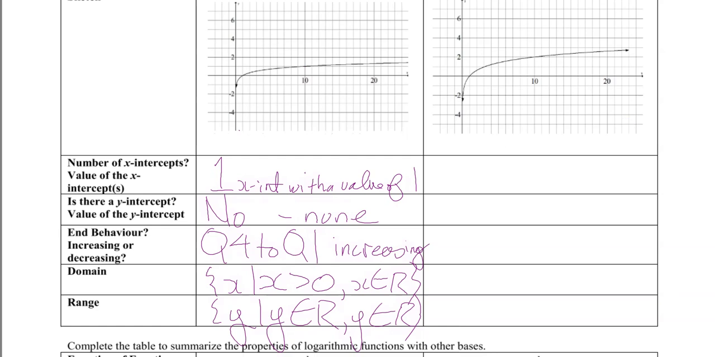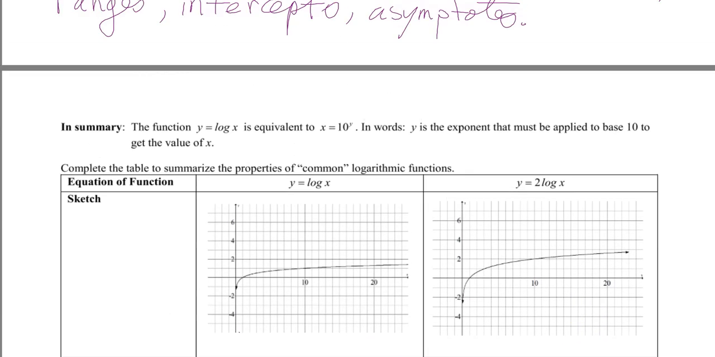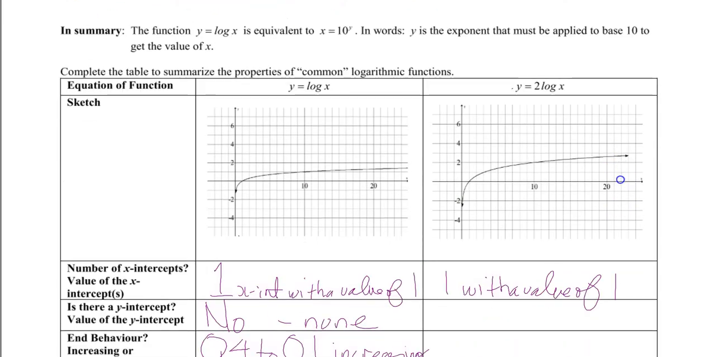Did that affect how many x-intercepts? No. Did it affect the value of the x-intercept? Nope. So 1 with a value of 1. Now we can think about that by saying, the x-intercept is when y is equal to 0. And so that works, if y is 0, then log x has to be 0. When you multiply 2 times 0, you're just going to get 0. It's not going to change. This won't change this value because it's on the x-axis. It has a y value of 0.